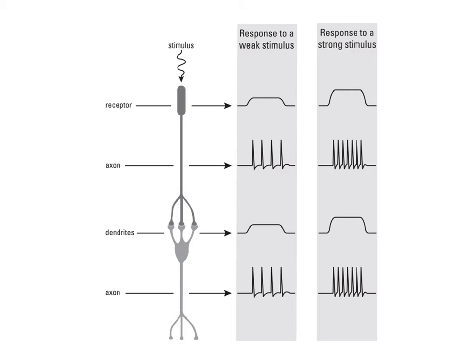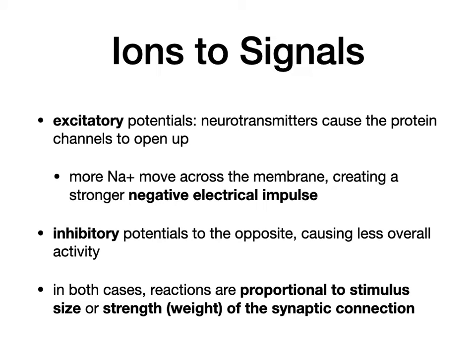Okay, so let's talk about why that's possible. Ions are getting converted to signals. So in an excitatory potential, neurotransmitters come out of the end of one neuron, and we'll get back to them, but we've got to start somewhere. So the neurotransmitters will come in and say, hey, protein channels on the next cell, you've got to open up, and you've got to let more potassium ions move across the membrane, creating a stronger negative electrical impulse inside your cell body.